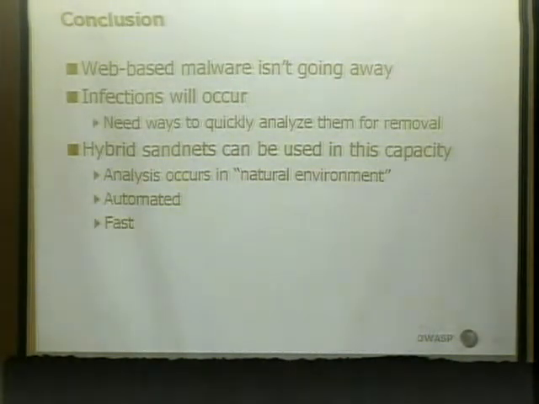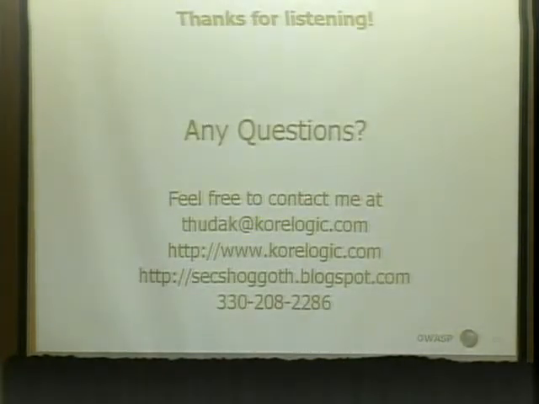So, in conclusion, web-based malware isn't going away. Infections are going to occur, and we as analysts and investigators and security people need to figure out a way to quickly analyze them so that we can determine how to remove it. Hybrid SAN nets are excellent for this. We take the capabilities of a SAN net for analyzing malware, and the data control of a honey net, merge them together, and then we have analysis that can occur in the browser's natural environment. It's automated, it's fast, and it gives you the results that you need. Thank you. Are there any questions?